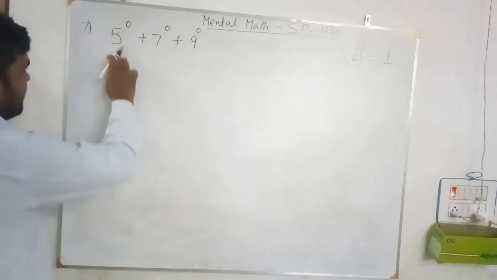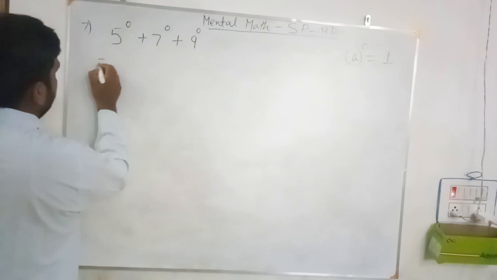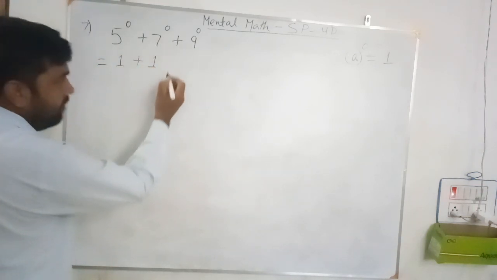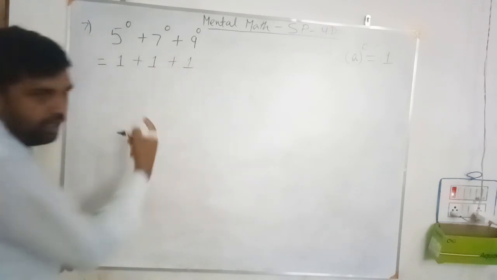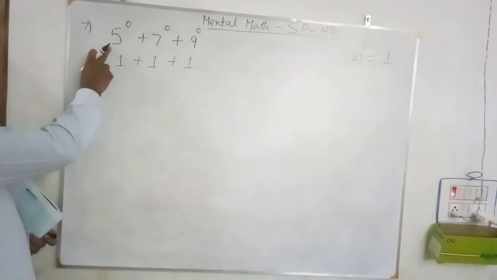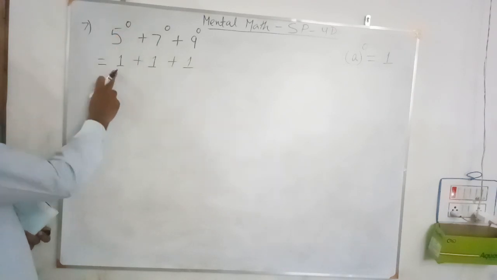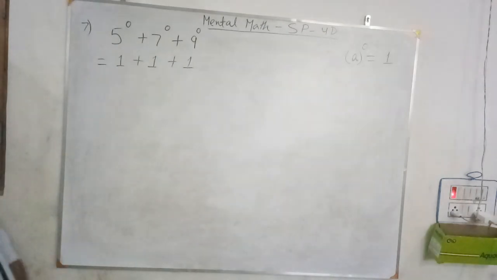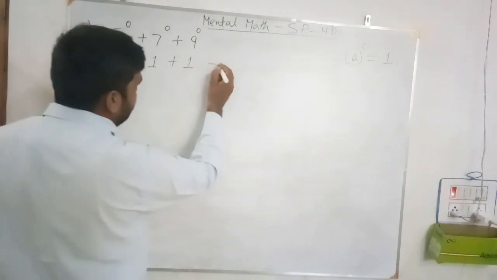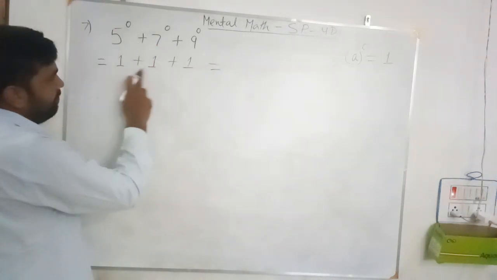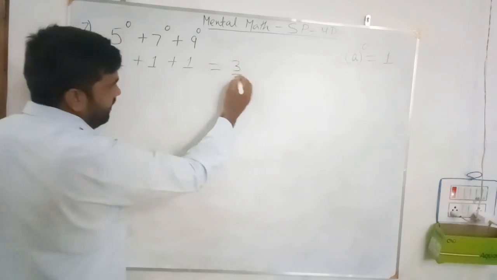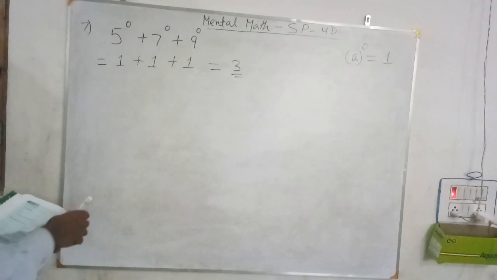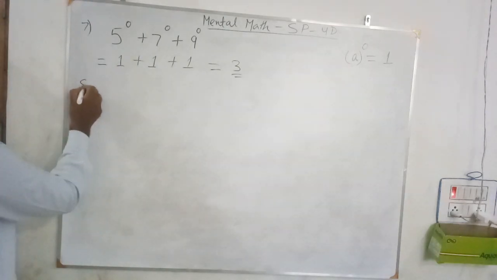So what will be the value of this expression? 5 to the power 0, value is what? 1. Plus 7 to the power 0, value will also be 1. Plus 9 to the power 0, value will also be 1. Applying zero law, any base having power 0, value 1. Add all the three values, 1 plus 1 plus 1, 3. What is the answer? 3. Question 7 is 3.